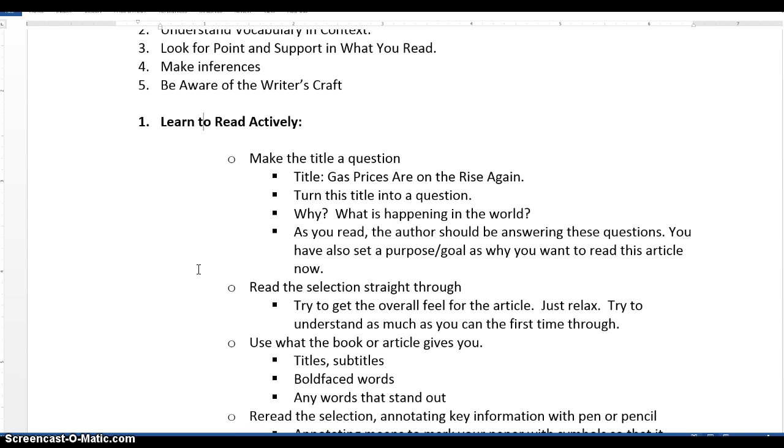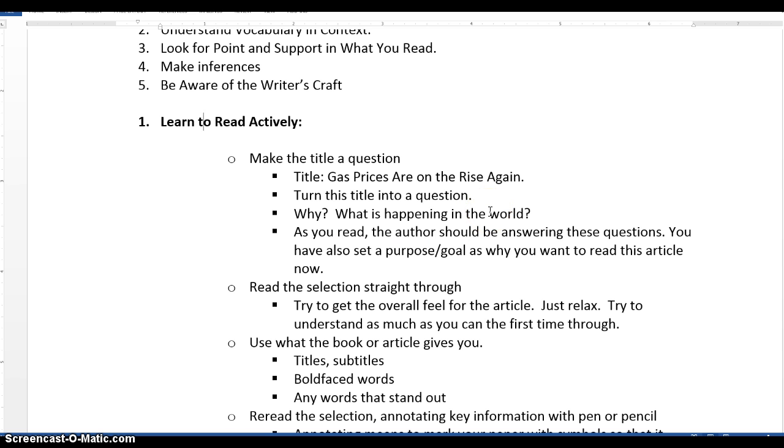When you read an article, the first thing you should look at is the title. Turn that title into a question. For example, if the title were "Gas prices are on the rise again," let's change it into a question. Well, why are gas prices on the rise again? Or what is happening in the world?